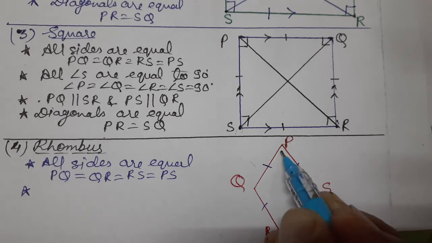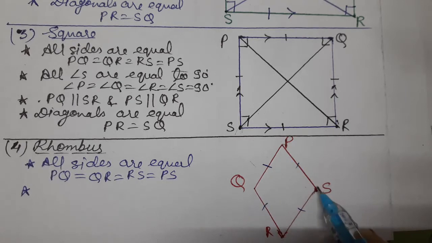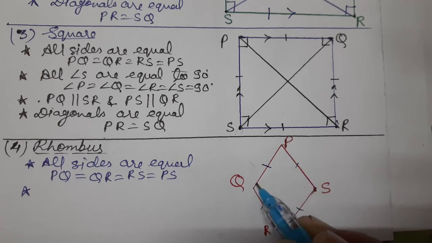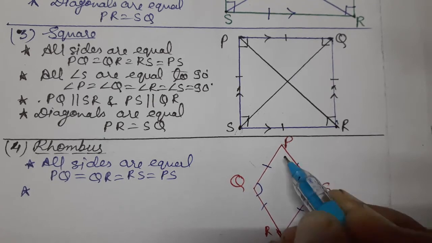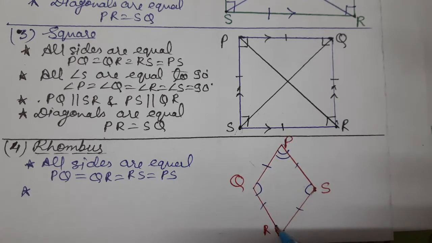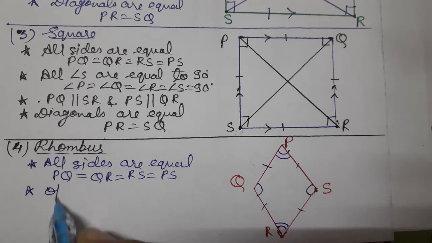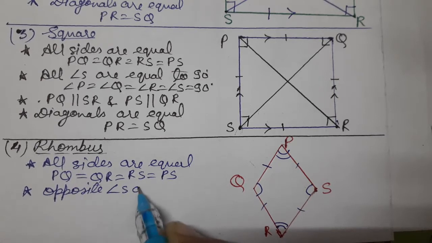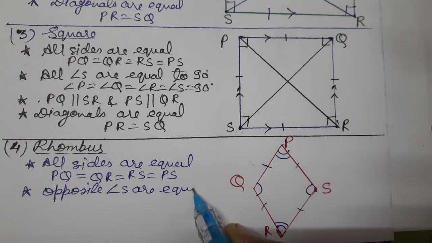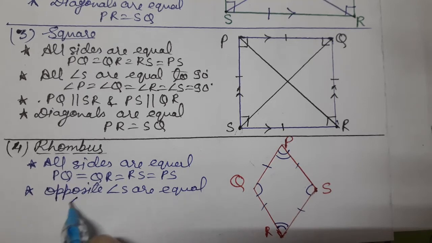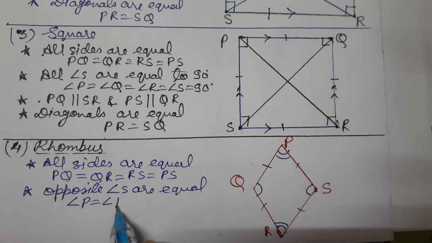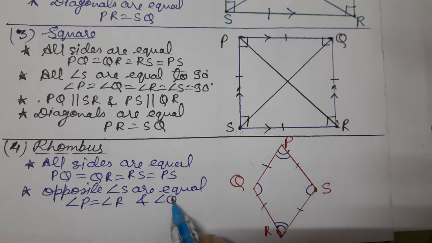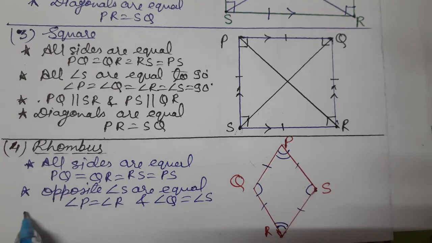Secondly, are angles 90 degrees? No. See, by looking you can say angles are not equal, but opposite angles are equal. Angle P equals angle R and angle Q equals angle S. So we'll write opposite angles are equal. That means angle P equals angle R and angle Q equals angle S.